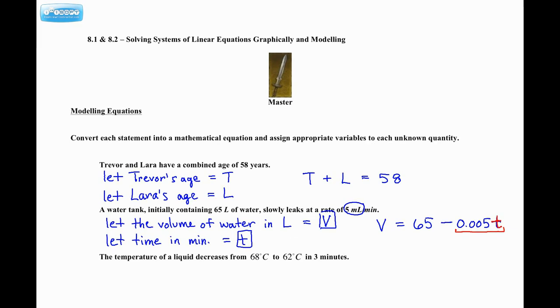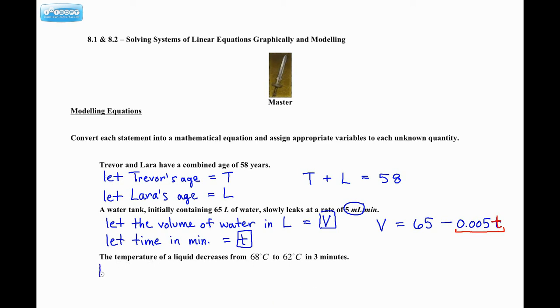The temperature of a liquid decreases from 68 degrees Celsius to 62 degrees Celsius in 3 minutes. So the two unknown quantities are time and the temperature of the liquid. And we are told that in 3 minutes, its temperature will decrease by 6 degrees, because 68 take away 6 is 62. So let's see if we can model an equation for the temperature of this liquid as time passes.